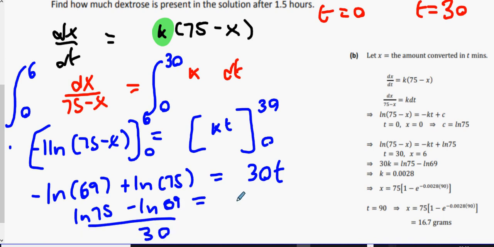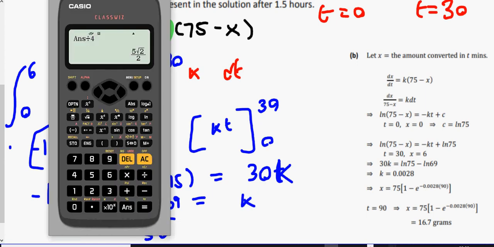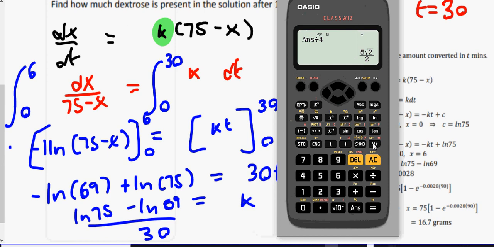Oh sorry, it's not 30t, it's 30k, because we know the t value. Connor, you should end up with a different k value as well, I believe, because if you're doing it in hours, the constant will be different as well.